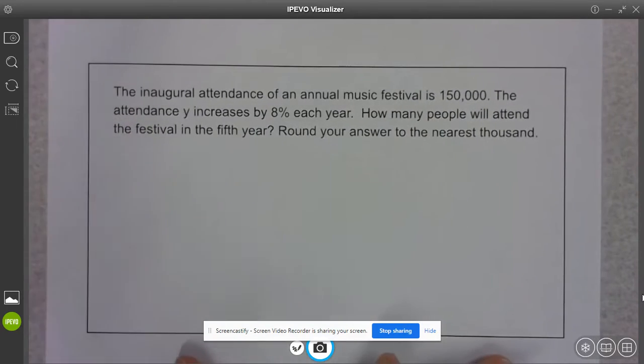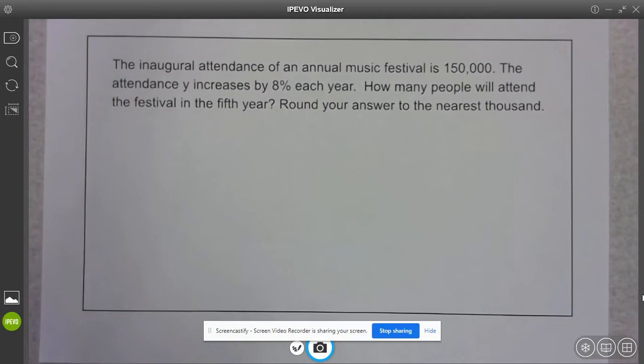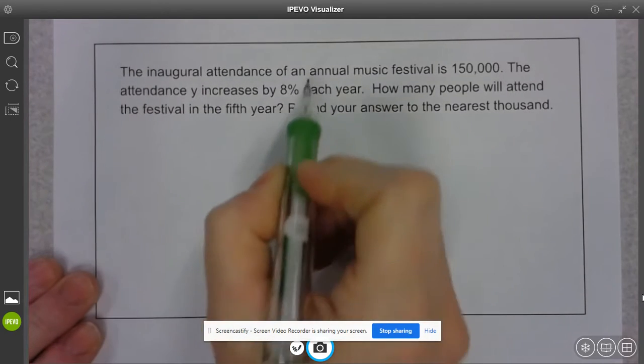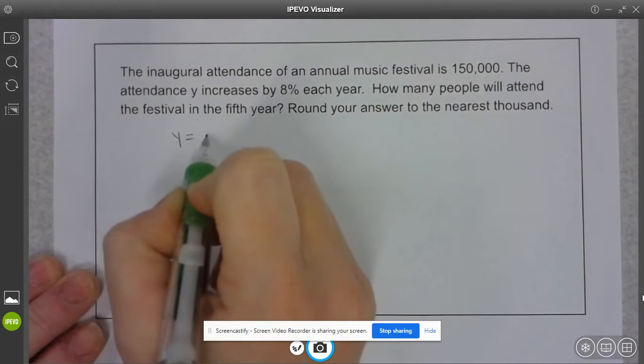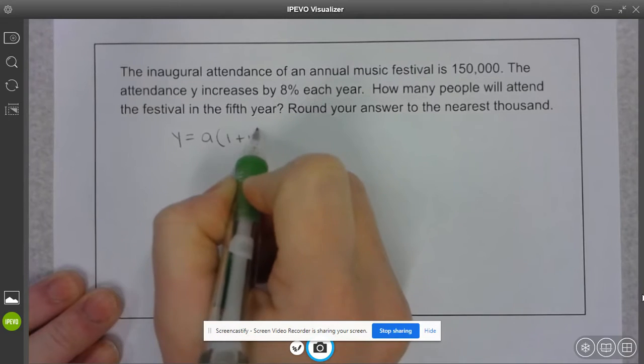So the first question we're going to look at here is based off of our writing exponential functions lesson. The inaugural attendance of a music festival is 150,000. The attendance increases 8% each year, and we need to figure out how many people will attend in the 5th year. Well, this is growing by a percent, so I'm going to use my 1 plus r function.